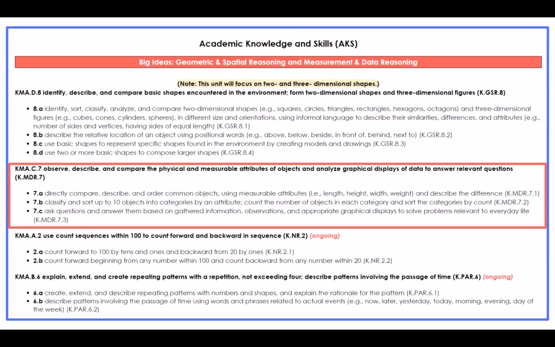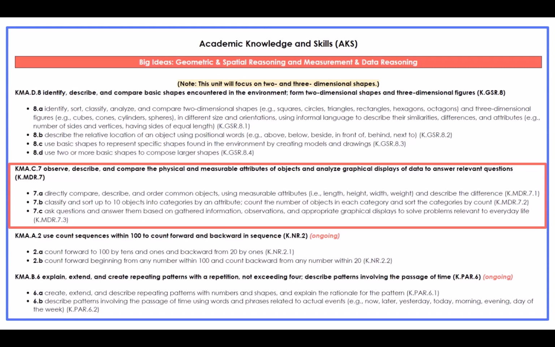IOA 7B: classify and sort up to 10 objects into categories by an attribute, count the number of objects in each category, and sort the categories by count. Kindergarten students should sort up to 10 objects by an attribute in each category. Attributes may include height, length, weight, and width, as well as attributes such as color, number of sides, size, etc.